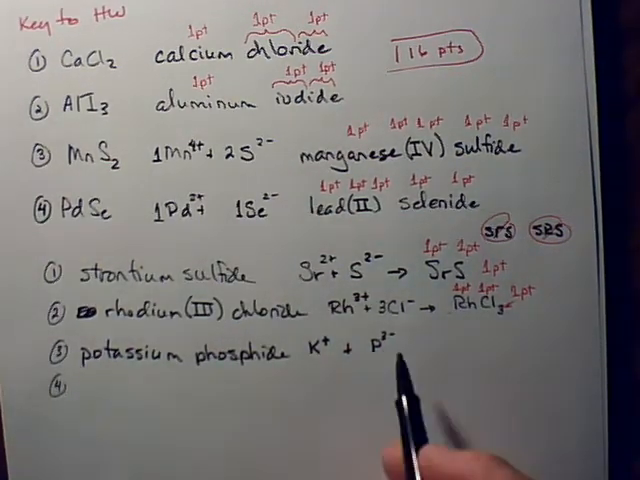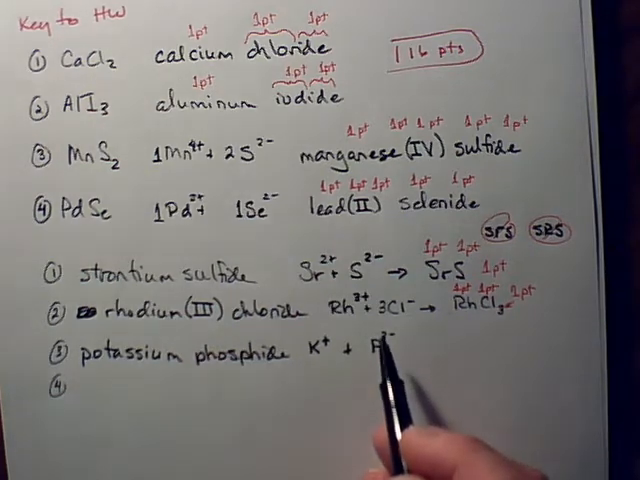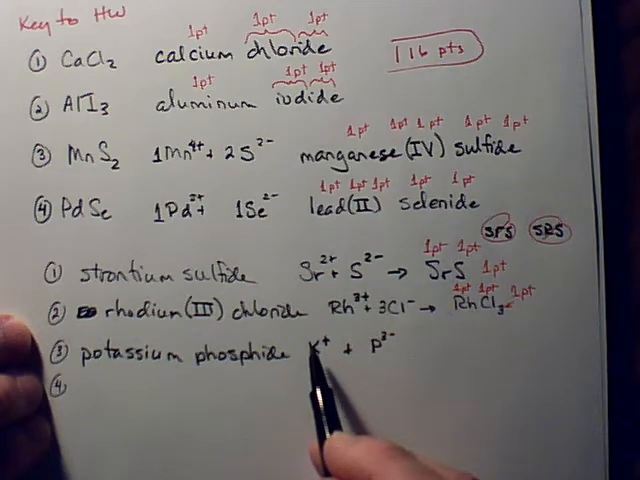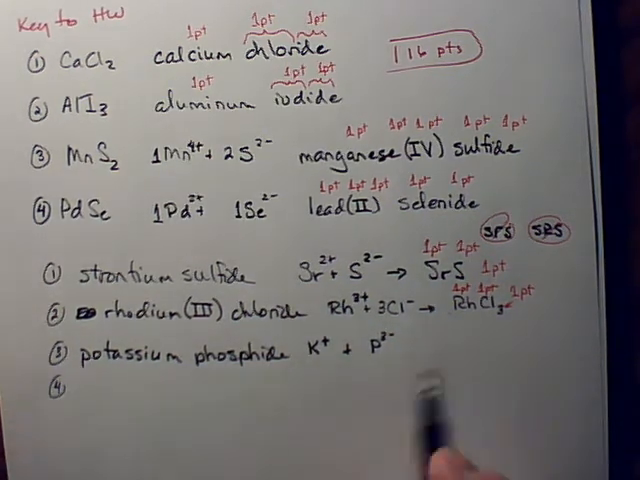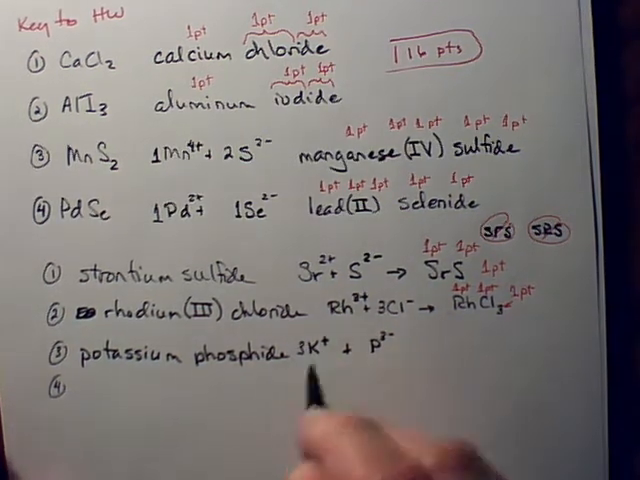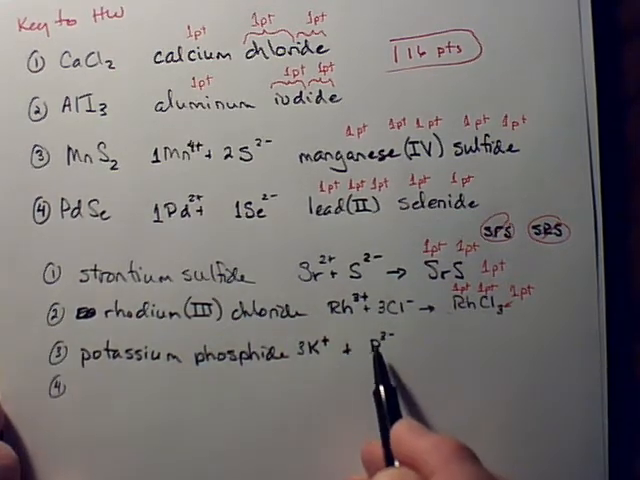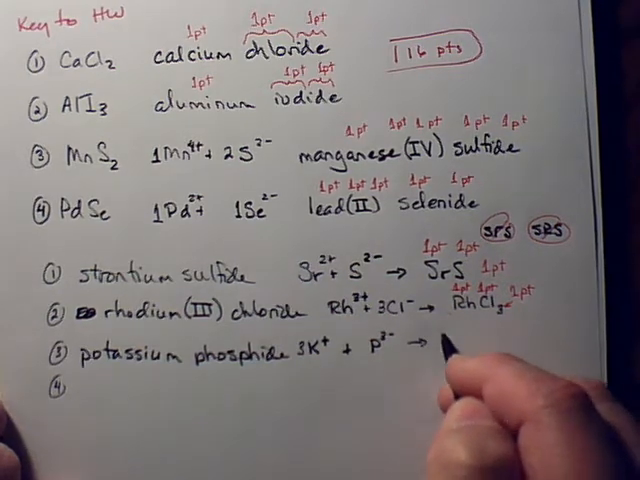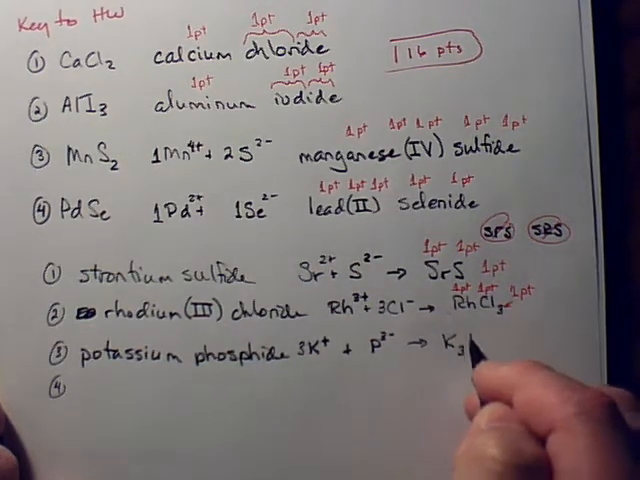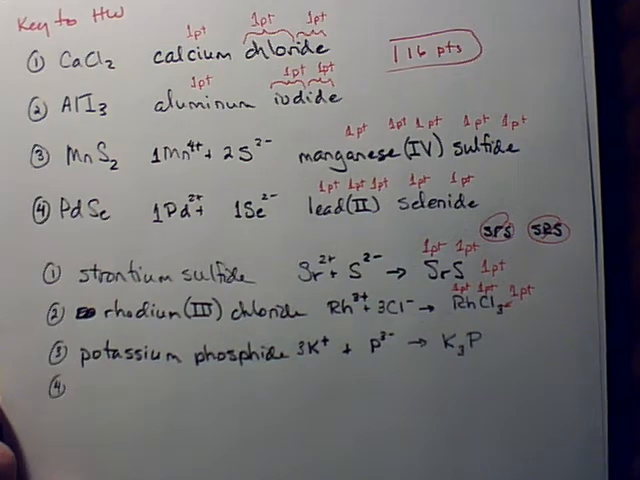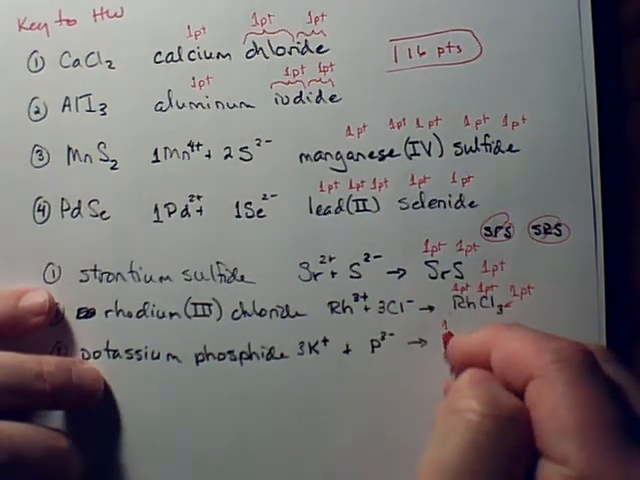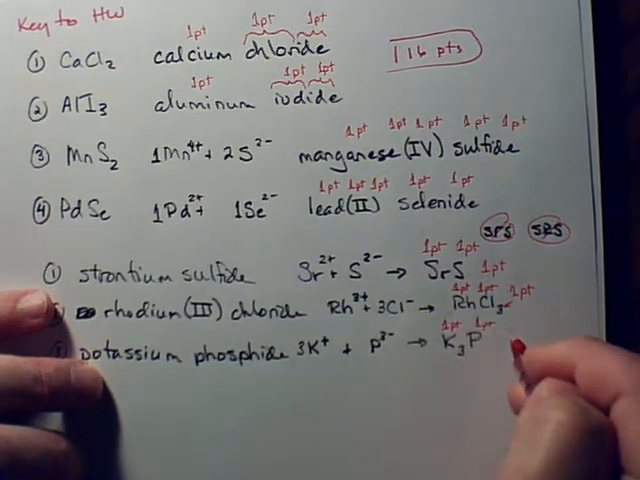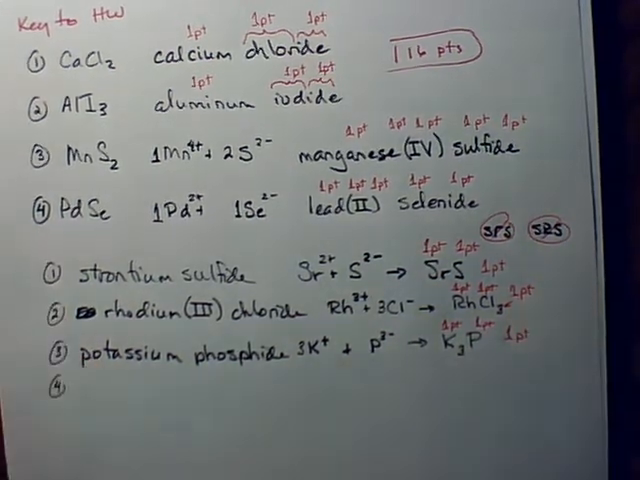Okay. I have a particle that has a 3 negative charge, and I have a particle that has a 1 plus charge. And the only way to get a compound that has a balanced set of charges is if I have 3 of these positive charged particles to balance out this 3 negative particle. And so the formula becomes K3P. Okay, so 1 point for the potassium, 1 point for the phosphorus, and 1 point for balancing it properly.